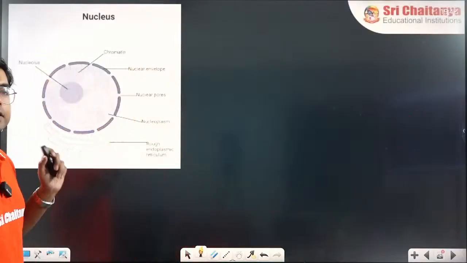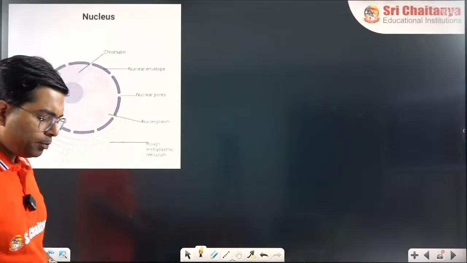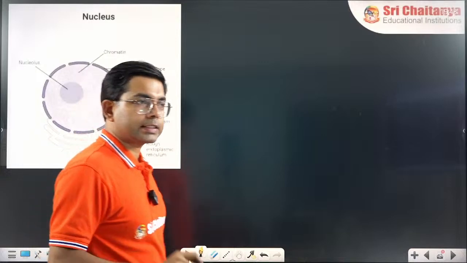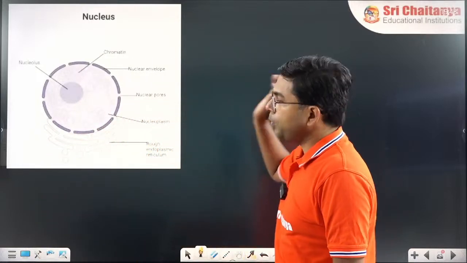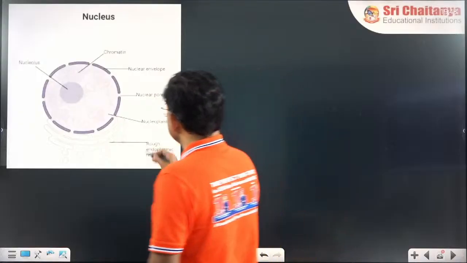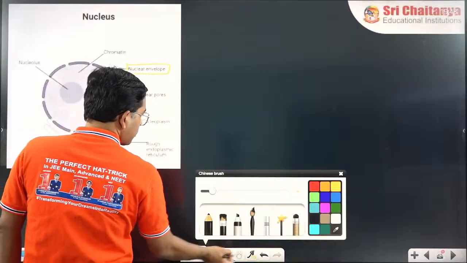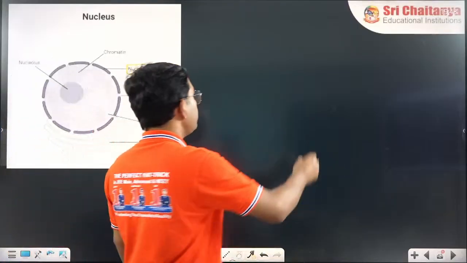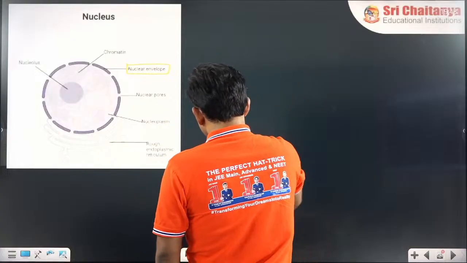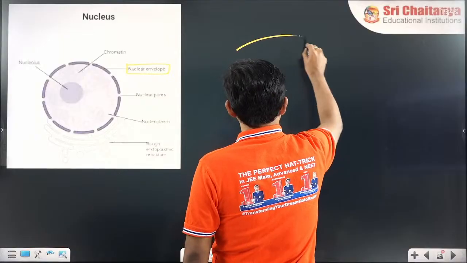Now next cell organelle is nucleus, right? So very basic part of the nucleus, let's consider. So if I say nucleus, what are the different parts of the nucleus? So first, there is nuclear envelope. Nuclear envelope. So how does a nuclear envelope look like? So I will draw a big diagram for you here so that you understand it well.